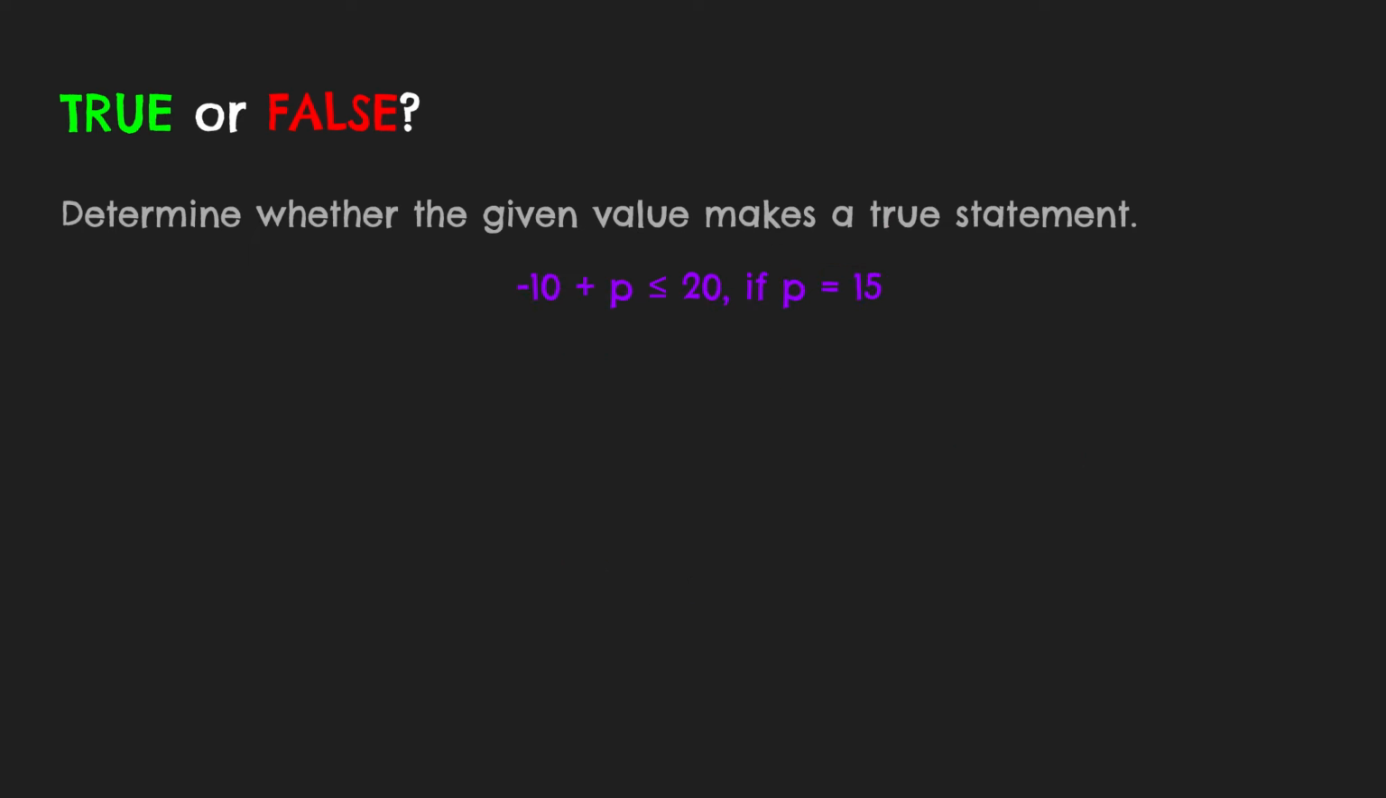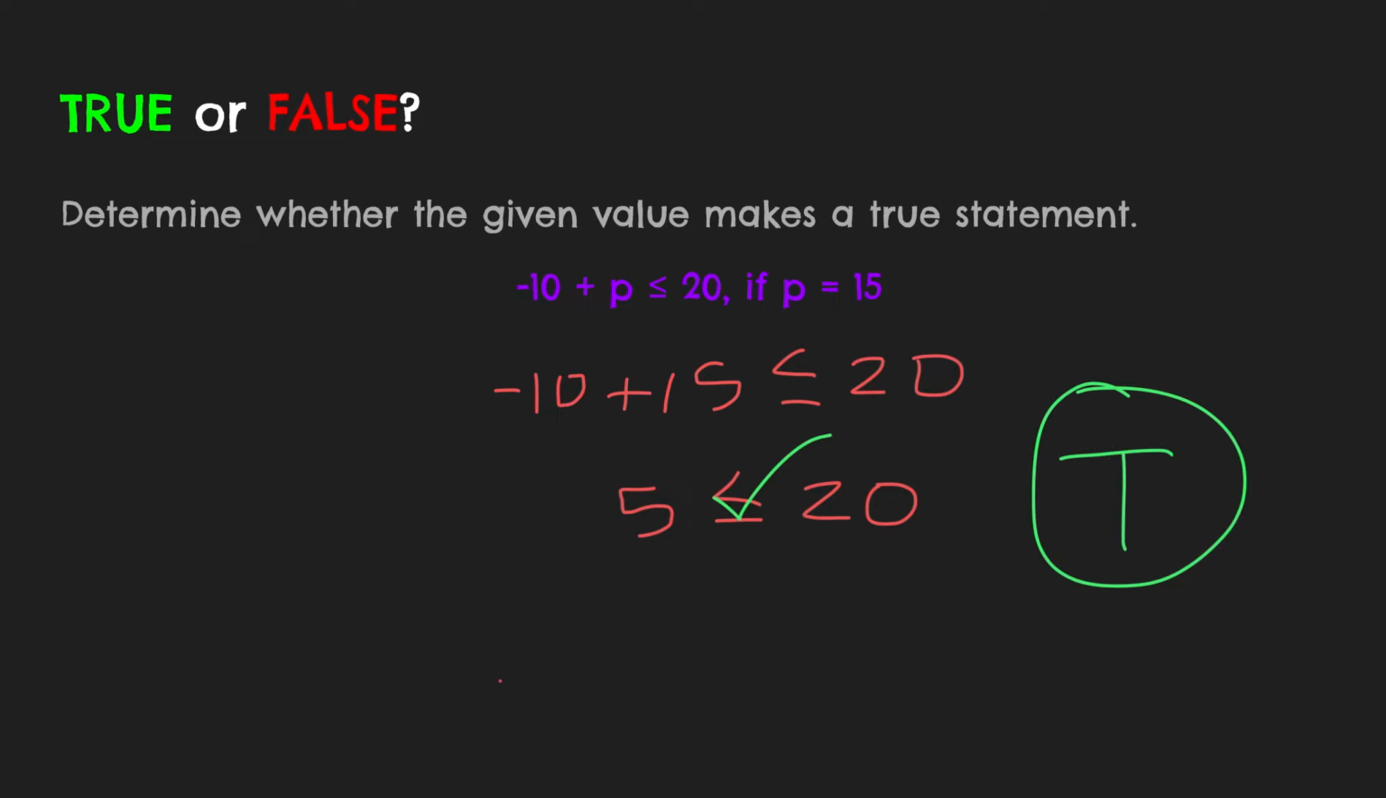All right, let's try another. So I'm going to take this 15, I'm going to plug it in. So negative 10 plus 15, is that less than or equal to 20? So when we do negative 10 plus 15, we should get a positive 5. Is positive 5 less than or equal to 20? Well, it is definitely less than 20. So I would say, yep, this is a true statement.